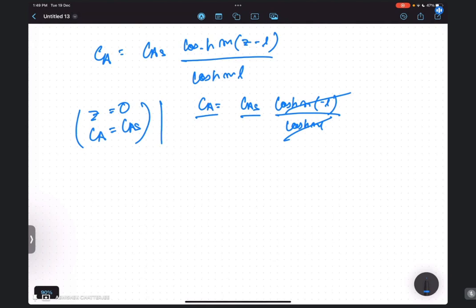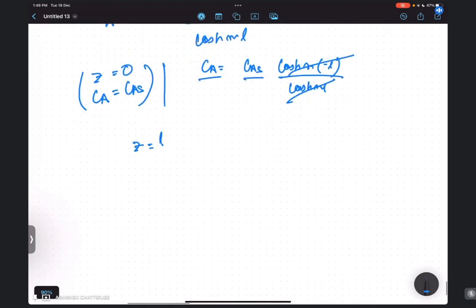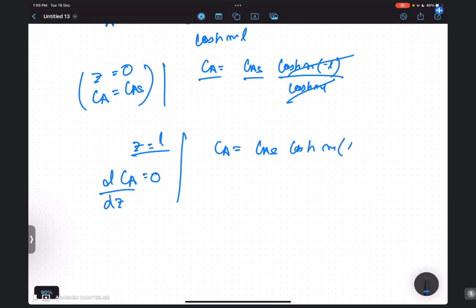Okay. The second boundary condition, what was that? At z equals L, our dCA/dz will be equal to 0. So let us verify that also. At z equals L, our CA will be equal to CAS into cosh m(L minus L) divided by cosh mL. This cosh m(L minus L) means this is cosh 0, and cosh 0 is equal to 1. So this will become CAS by cosh mL, and this is equal to your CA.